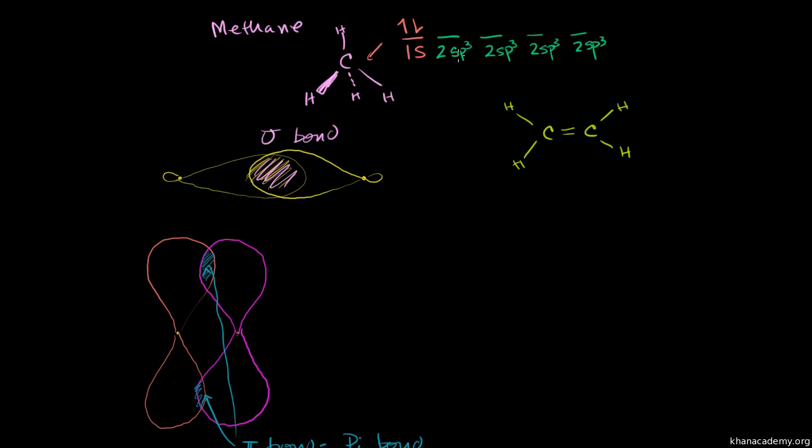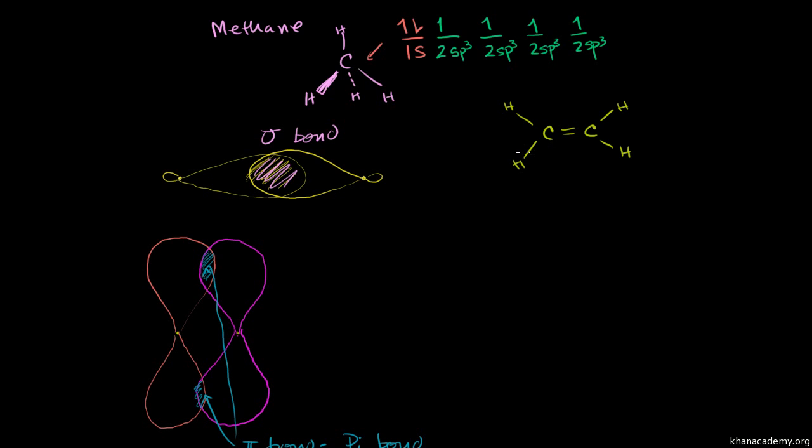sp3. Normally, when carbon's sitting by itself, you would expect a 2s here, and then you'd have a 2p in the x direction, a 2p in the y direction, and then a 2p in the z direction. But we saw in the last video, they all get mixed up, and they all have 25% s character and 75% p character when carbon bonds in methane.